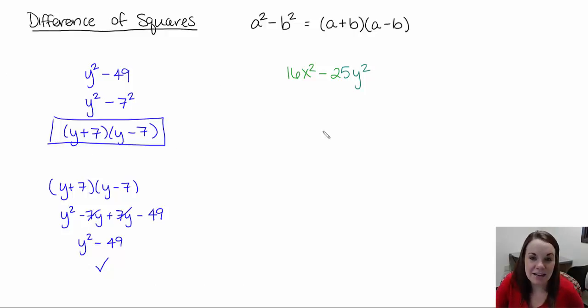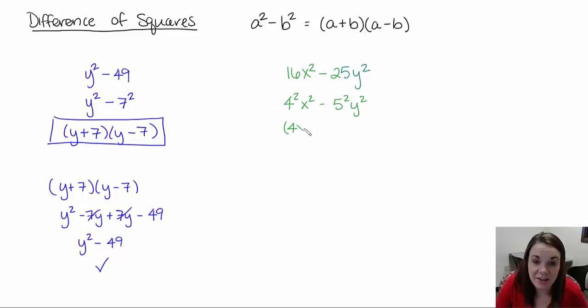So now on to the next one. We have 16x squared minus 25y squared. So this one looks a little bit trickier. So what I'm going to do here is I'm going to write this as 4 squared times x squared, and then 5 squared times y squared. After that, I can group these together.